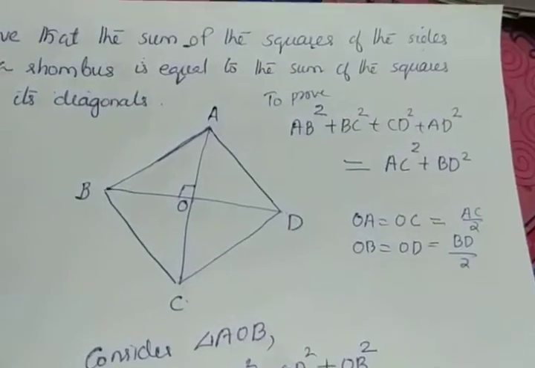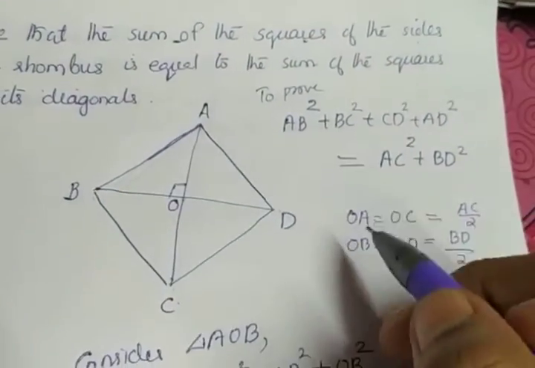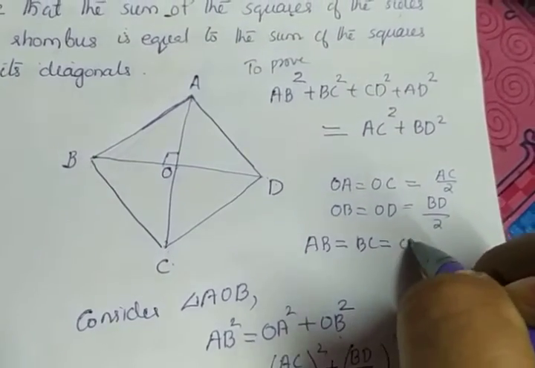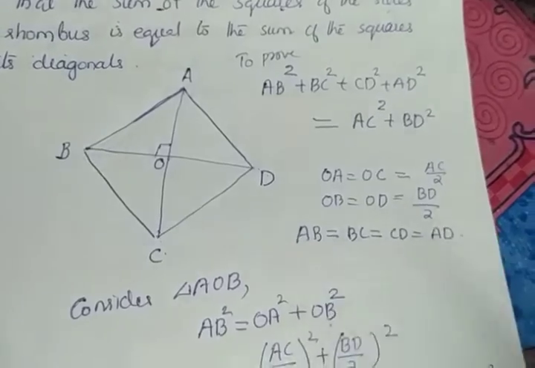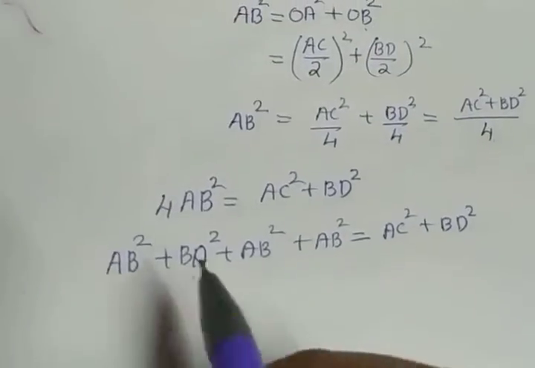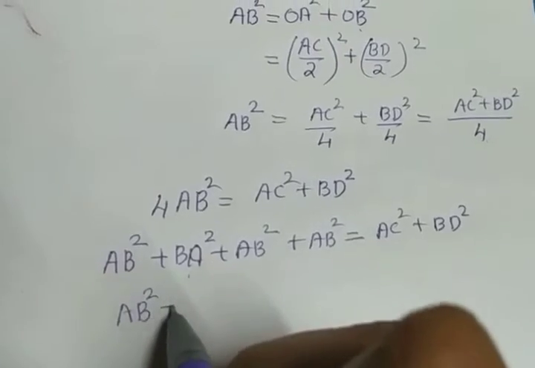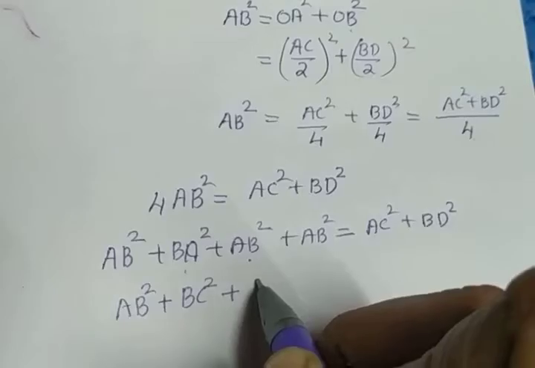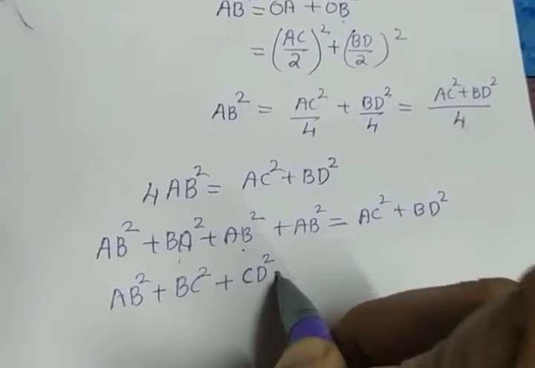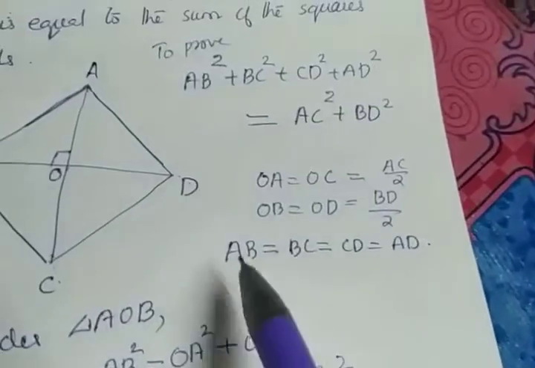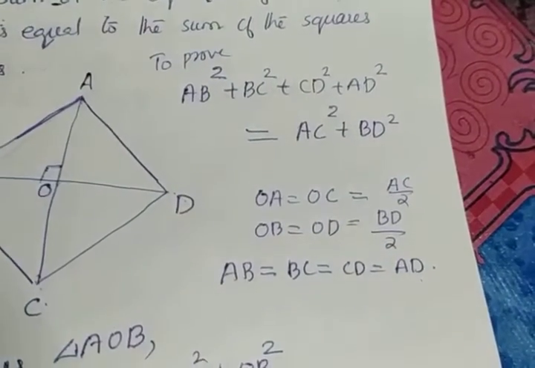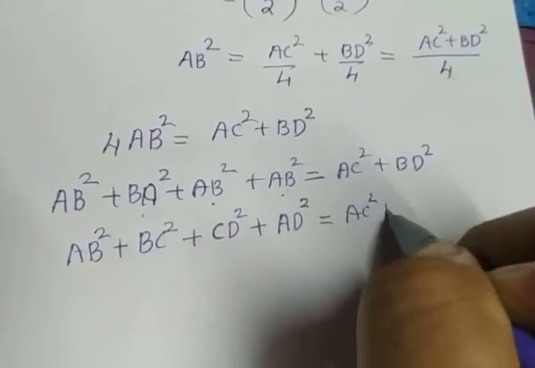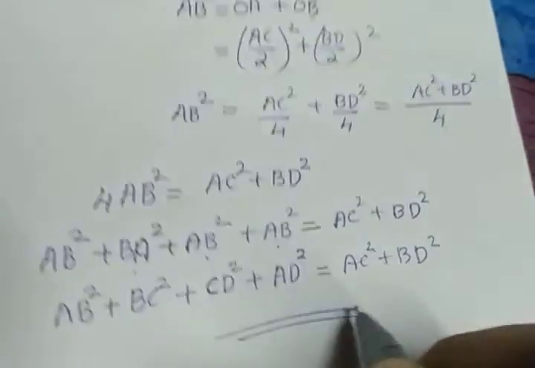And since it is a rhombus, we know that each and every side, means all the four sides are equal. That means AB is equal to BC is equal to CD is equal to AD. Okay, so instead of one AB, we can give the value BC. Instead of the third AB, we can give the value CD. And for the last one, all these four sides are equal. So instead of the last one, we can give the value AD. So AB square plus BC square plus CD square plus AD square is equal to AC square plus BD square. So this was what we have to prove.